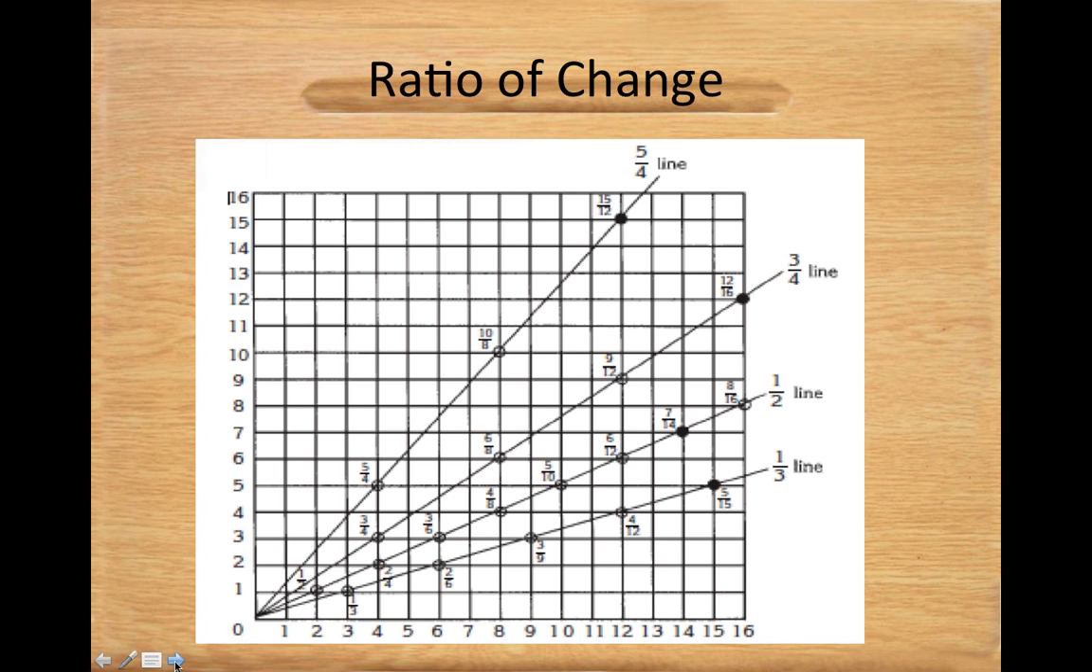So here are my points, and I notice that if I plot these points and I connect these lines, here are the lines of a ratio of 1 to 2, 3 to 4, 5 to 4, 1 to 3, looking at a ratio of change. My previous problem, I was looking at a ratio of 4 to 1. For every 1 increase in my input number, my output increased by 4. So you're looking at a rate of change.